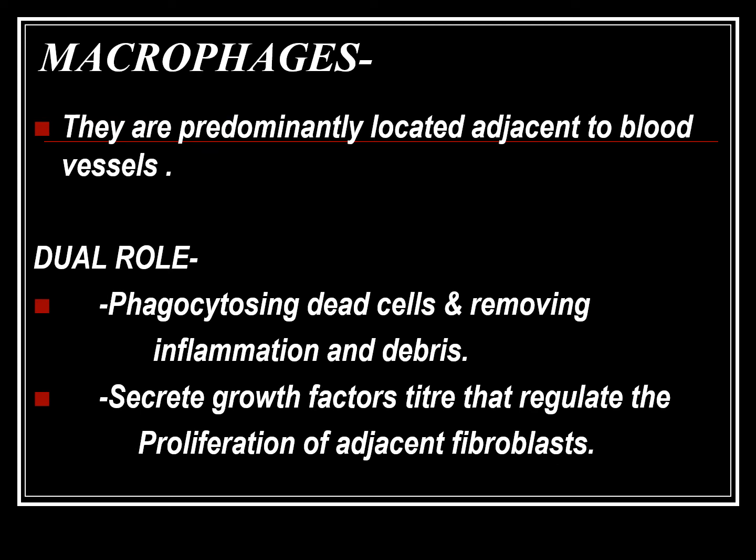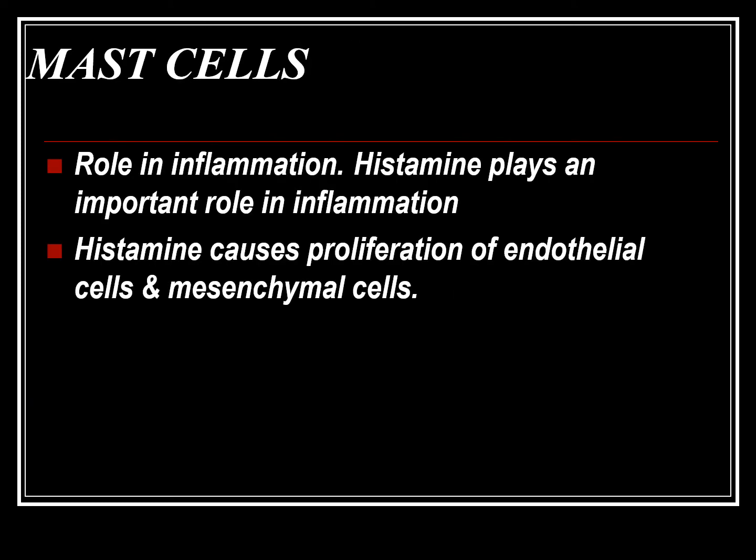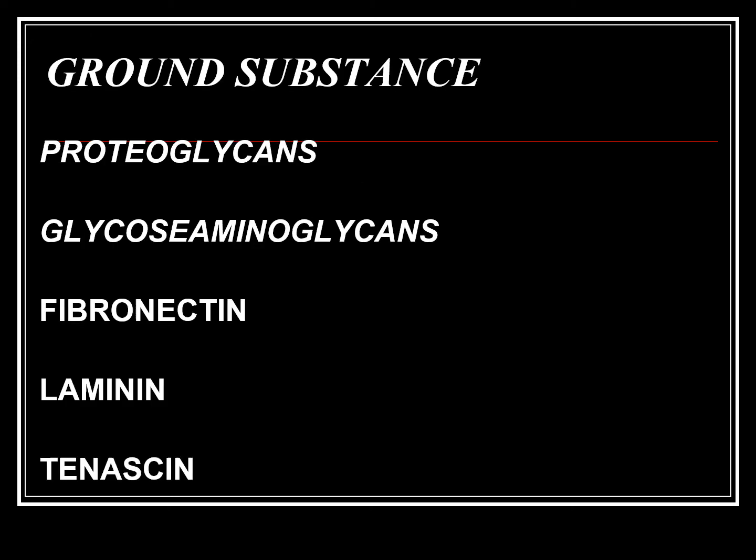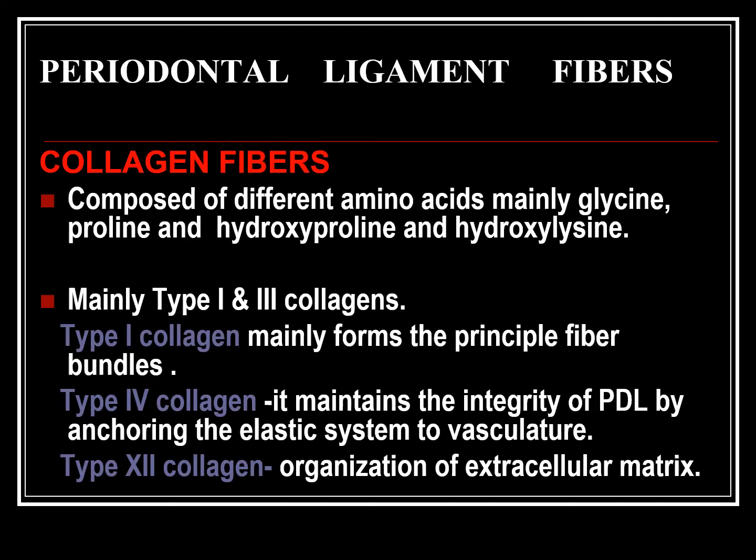Macrophages. These are predominantly inflammatory cells which are present adjacent to the blood vessels. They have a dual role of phagocytosing the dead cells and removing the inflammation and the debris. The mast cells. Histamine plays an important role in inflammation and it causes proliferation of endothelial cells and mesenchymal cells. The ground substance of the periodontal ligament is composed of proteoglycans, glycosaminoglycans, fibronectin, laminin, and tenascin.